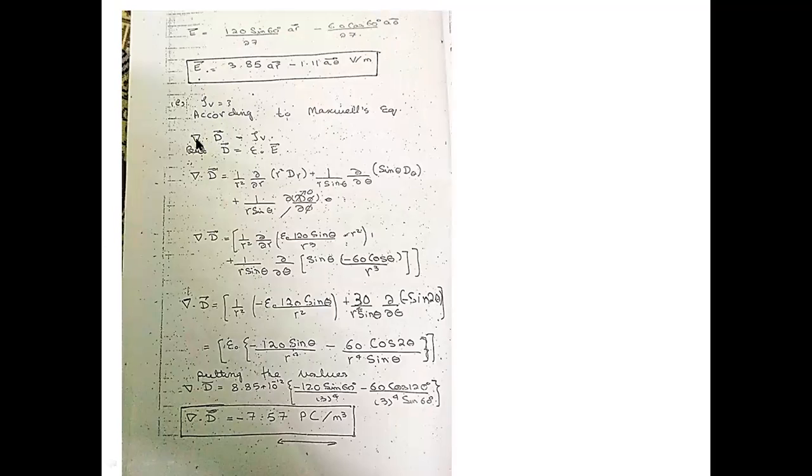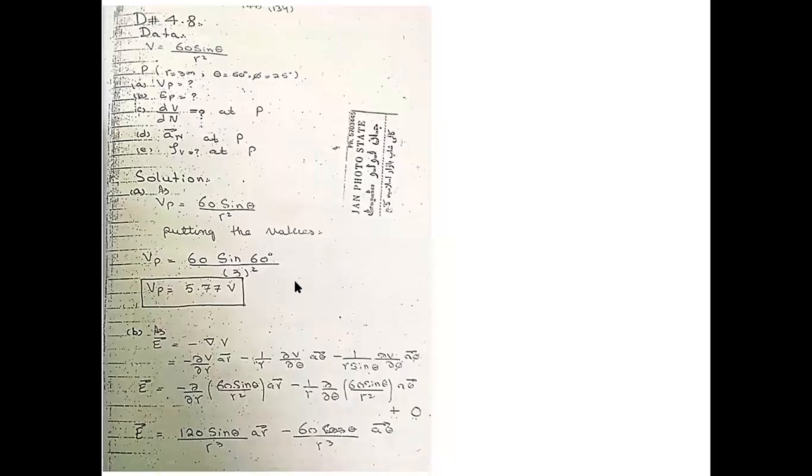Now we have to find the rho v. The divergence of D is equal to the volume charge density. We have already proved this Maxwell equation in the previous lectures. So using this expression, we have to find the volume charge density. Okay, so again, we have the V value.